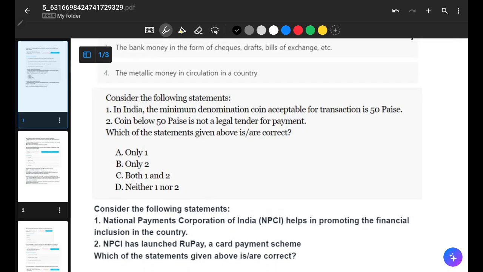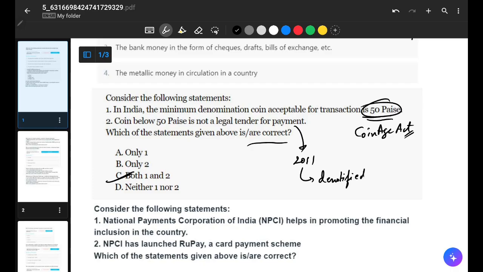Second question. Consider the following statements in India. Minimum denomination coin acceptable for transaction is 50 paise. Coin below 50 paise is not a legal tender for payment. Which of the following is correct? Pause the video and try to answer. This one, both are right. The minimum denomination of coin acceptable for transactions is 50 paise according to the Coinage Act. And coin below 50 paise is not a legal tender for payment because after 2011 they had denotified it. That 25 paise and all, you cannot use for payment anymore. So since they denotified it, it is no longer a legal tender.